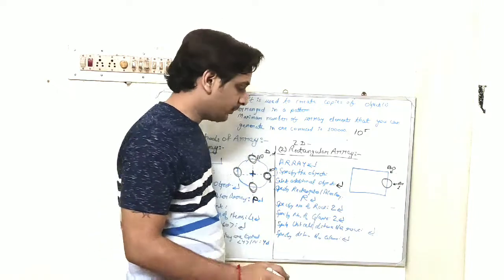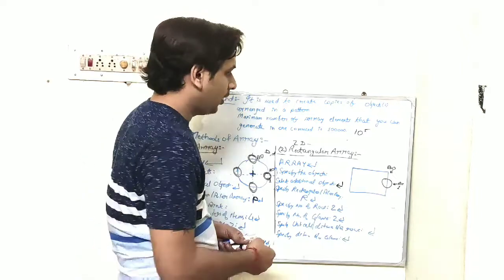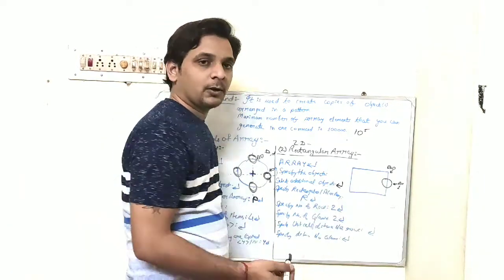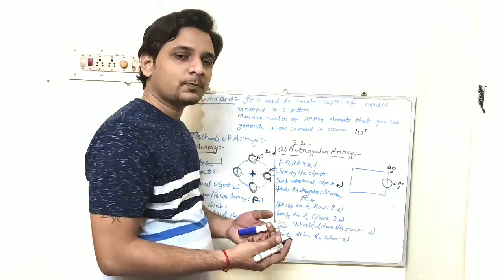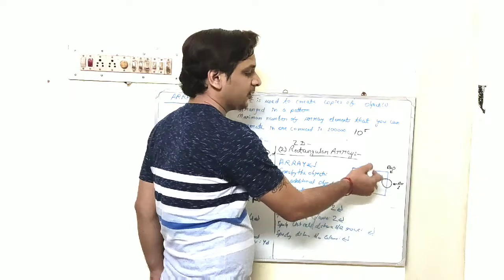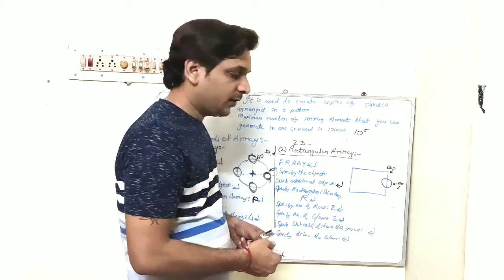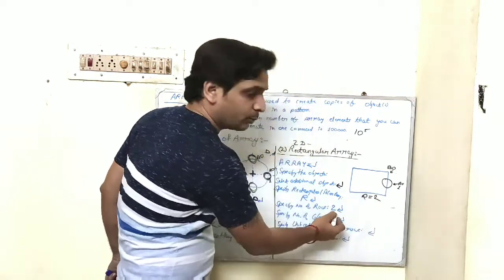Okay, friends. Now the computer will ask you to specify the number of rows. How many rows you want to construct, or how many elements you want to construct in a column. So here it is one row, here it is second row. So number of rows is 2. So just type here 2 and press enter key.